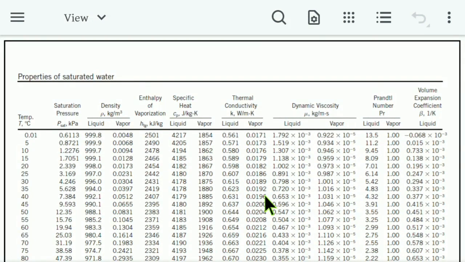To solve this particular question, we need this property table. This is a property table of properties of saturated water. From this we can know temperature, saturation pressure, density for liquid and vapor, enthalpy of vaporization, specific heat for liquid and vapor, thermal conductivity for liquid and vapor, dynamic viscosity for liquid and vapor, Prandtl number, liquid and vapor, and volume expansion coefficient beta for liquid only.